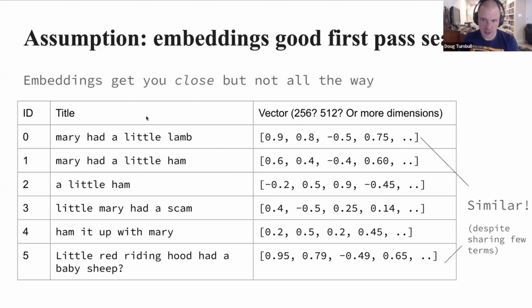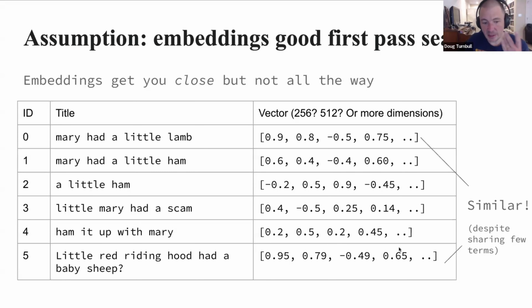So my first assumption is typically embeddings are a good first pass of similarity. So you can see here, I have these two maybe document titles. Mary had a little lamb. Little Red Riding Hood had a baby sheep. And they don't really share important terms that a lexical similarity would catch. What they do share, you can see the vectors, just eyeballing them, they're pretty close to each other.